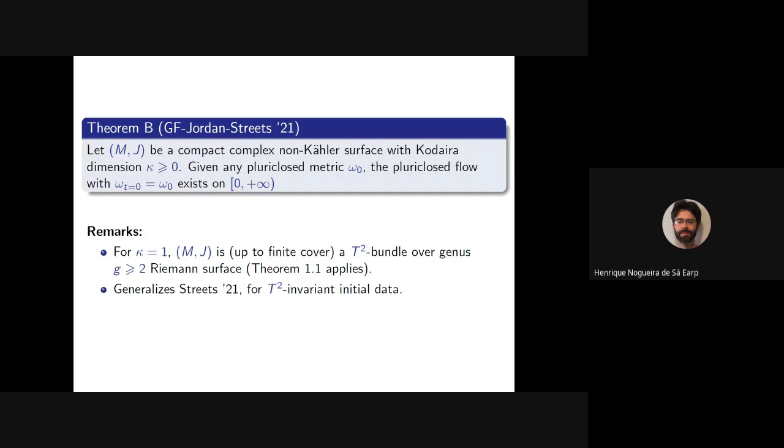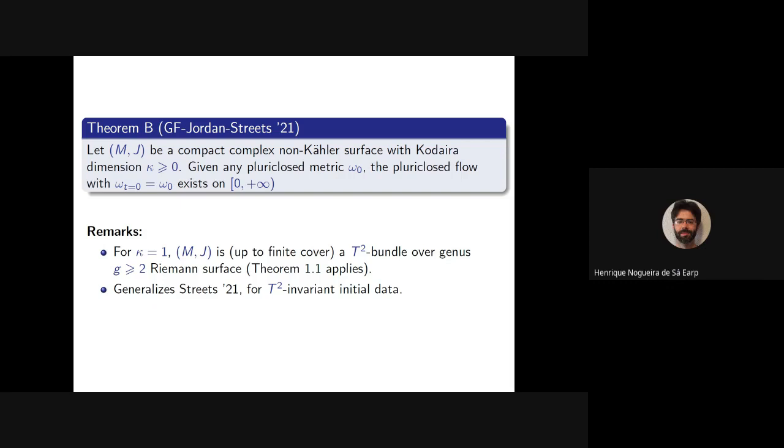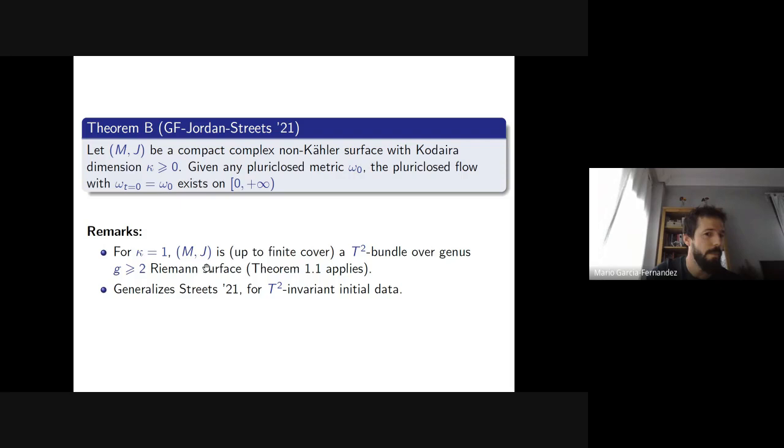There are examples. For example, if you have Kodaira dimension one, then by the classification, this is a non-Kähler manifold. By the classification, M is going to be a T2 bundle over a high genus Riemann surface. And then this theorem one will apply. So by our theorem, you know that the pluriclosed flow exists for a long time, but it cannot converge because of theorem one.